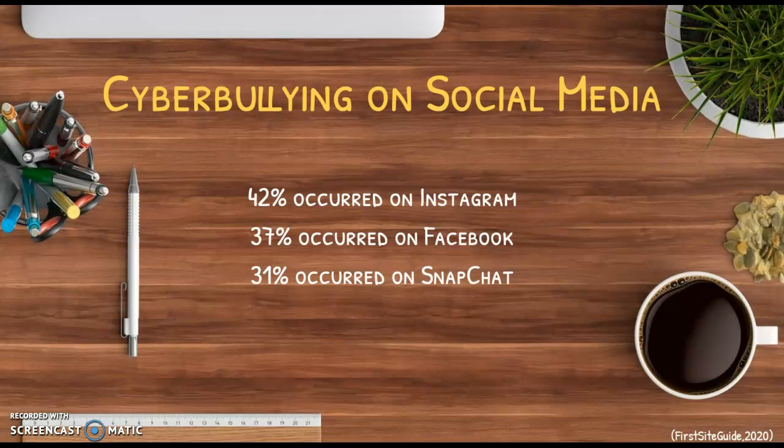Here are some facts of cyberbullying on social media. 42% occurred on Instagram, 37% reported that it occurred on Facebook, and 31% of it occurred on Snapchat. So these are some of the most popular social media sites out there for young teens, and these are the ways that they are being cyberbullied using these social media sites.